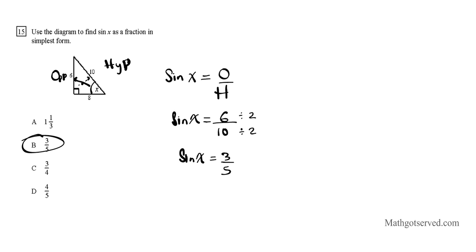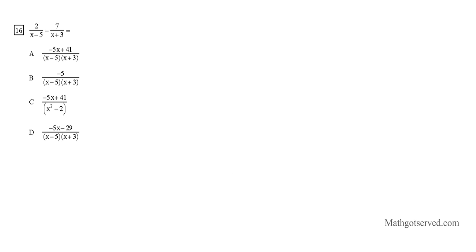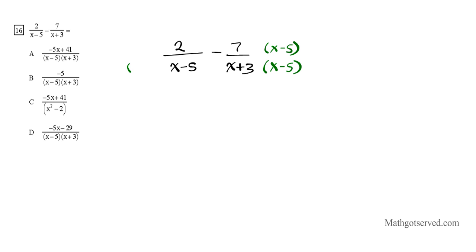All right, moving along to question 16. We're supposed to subtract these two, so we have 2 over x minus 5 minus 7 over x plus 3. Okay, now we need to find an LCD. So to do that, we multiply this by x minus 5 top and bottom, because that's x minus 5 here, and x plus 3 top and bottom here. All right, so multiply the top.